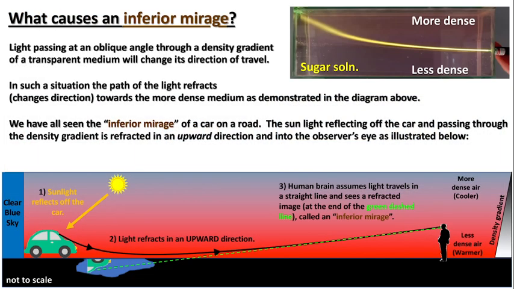What causes an inferior mirage? Light passing at an oblique angle through a density gradient of a transparent medium will change its direction of travel. In such a situation, the path of light refracts or changes direction towards the more dense medium as demonstrated in the diagram above. We have all seen the inferior mirage of a car on the road. The sunlight reflecting off the car and passing through the density gradient is refracted in an upward direction and into the observer's eye as illustrated below.